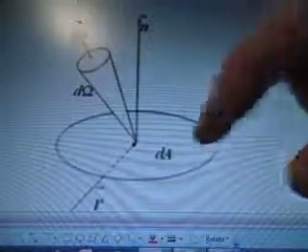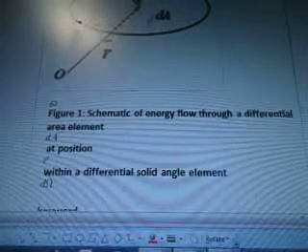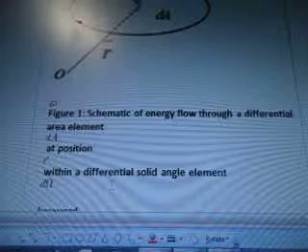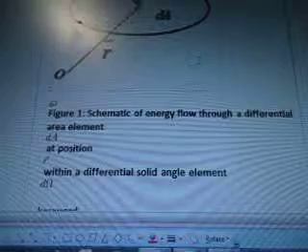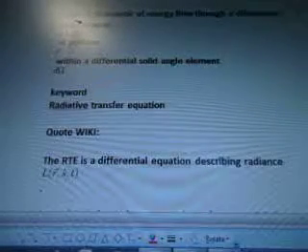So dA is from here up that way. At position R, which is this one here, within a differential solid angle element D with the horseshoe right there. Upside down horseshoe. Radiative transfer equation, quote from Wiki.